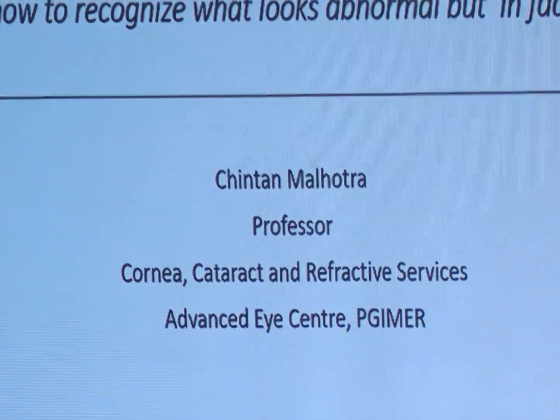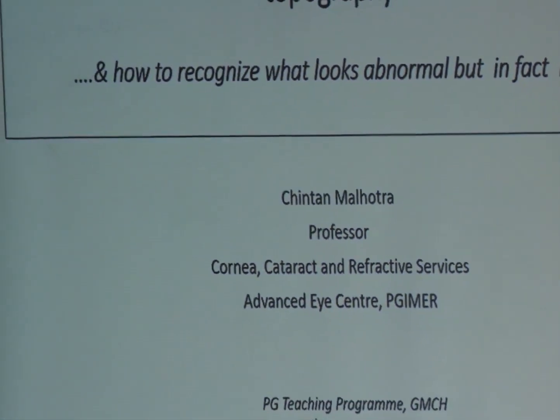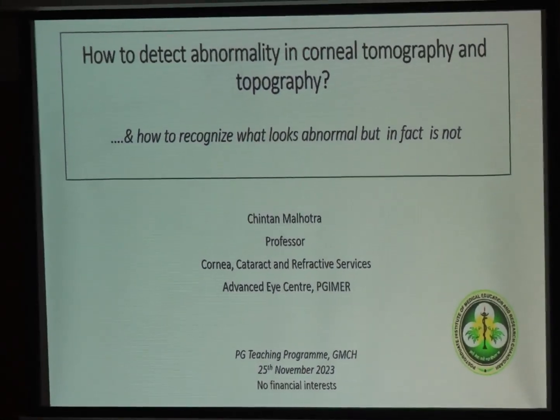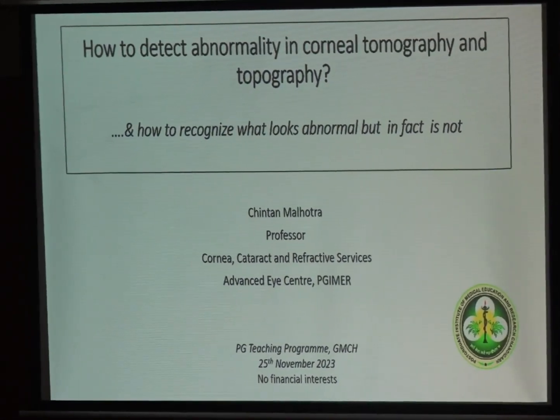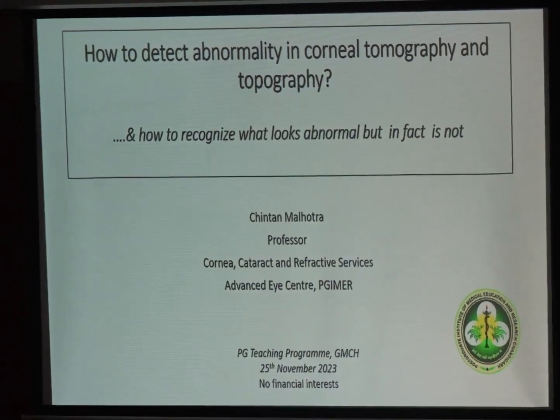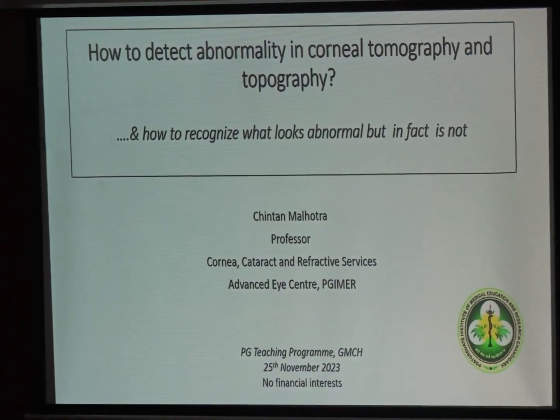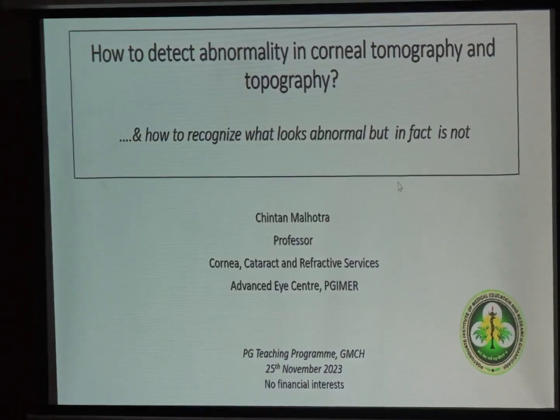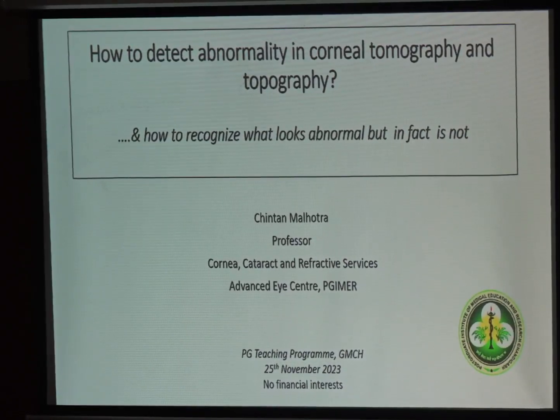The talk is on how to detect abnormality in corneal tomography and topography. Dr. Alisha has very elegantly expressed the difference between topography and tomography. One needs to understand that topography just gives us the anterior surface of the cornea. When we are trying to either screen patients for refractive surgery or look for ectasias, what we want to know is whether there is any pathology which is not shown on the surface but lies deep in the cornea.